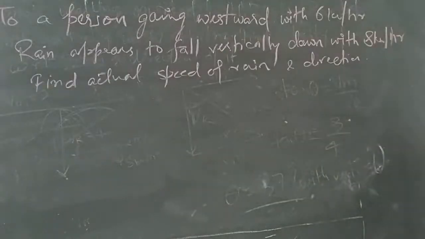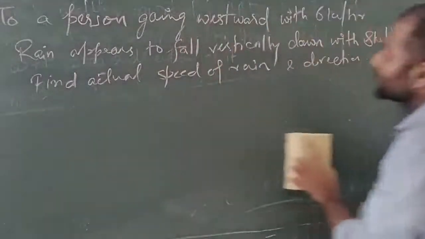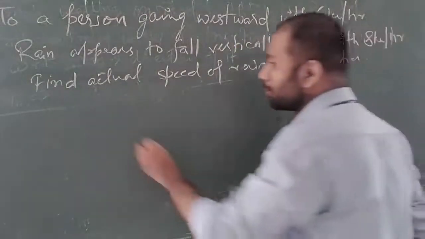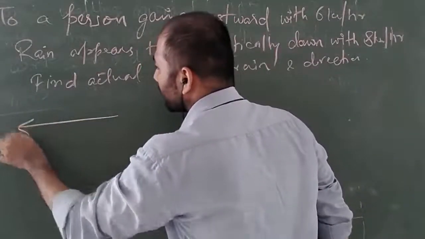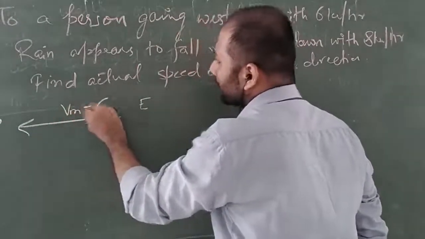Okay, so this is our next question. What is given? Let's read it first. A person is moving in the westward direction with 6 km per hour. So let us draw the diagram also. A person is moving in the westward direction. This is west, this is east, and he is moving with the velocity 6.